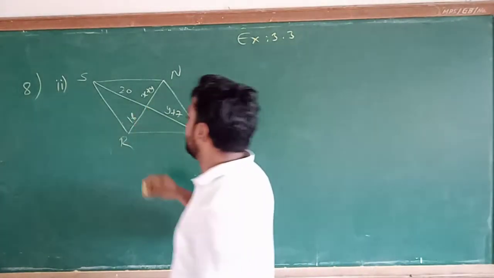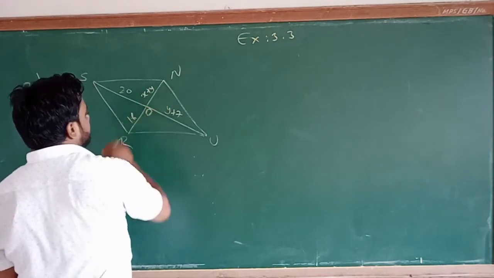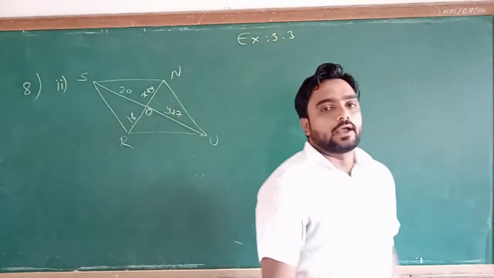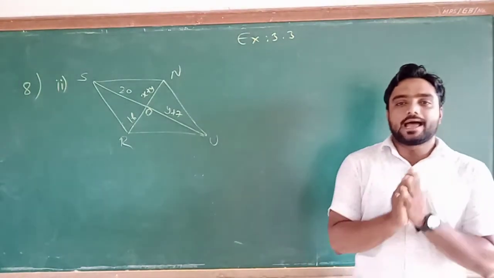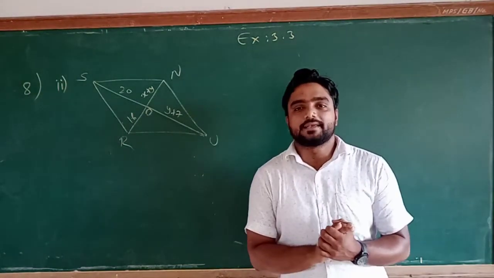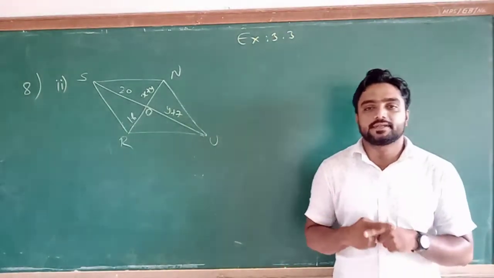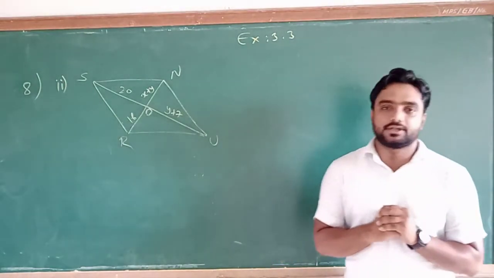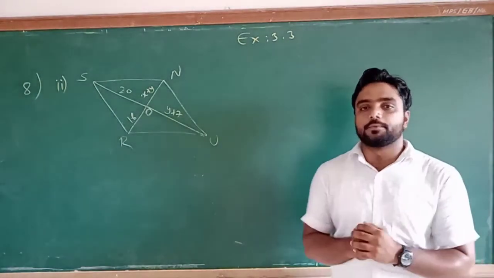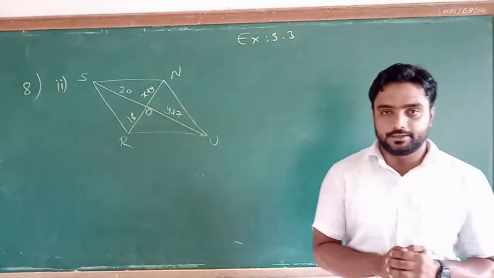उसको मैं क्या नाम दे देता हूँ? O नाम दे देता हूँ. So according to the property of a diagonal, that the diagonal of a parallelogram bisect each other. That means what? दो diagonal जब एक दूसरे से intersect होंगे तब वो दोनों equal part में divide होंगे. Understand or not? So on the basis of that property, we will find the value of x and the value of y. Understand or not?